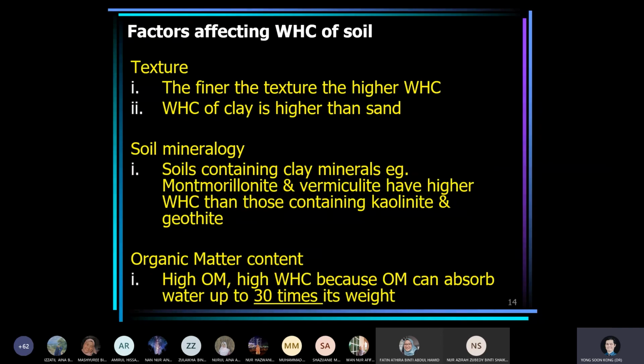So there you go. These are the factors that affect water content. You can have more clay, more water, more organic matter, more water content as well.